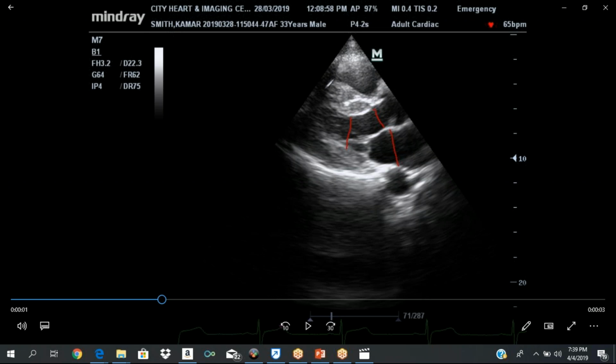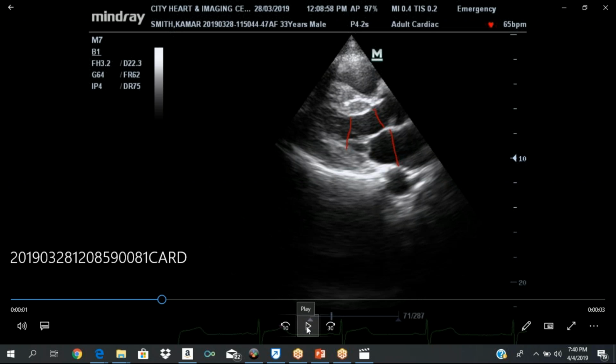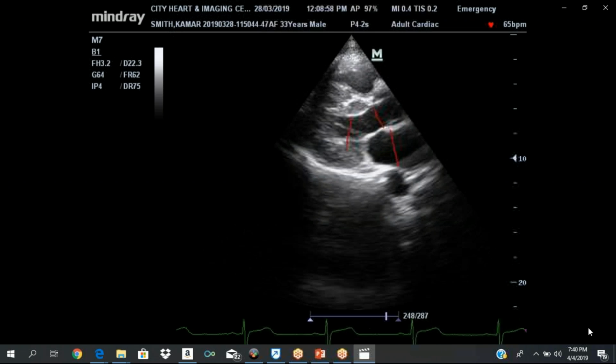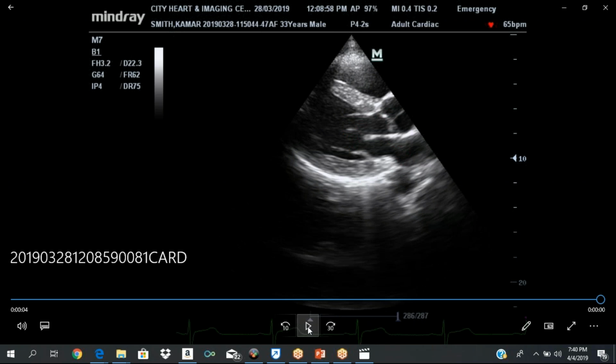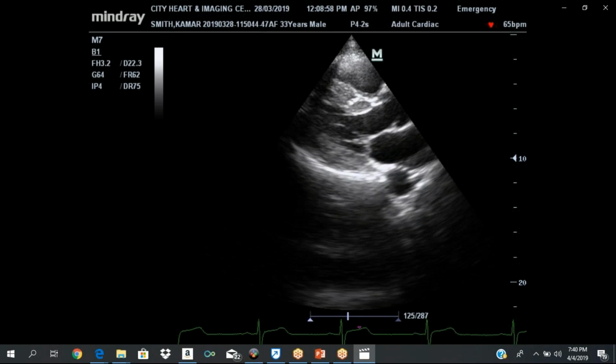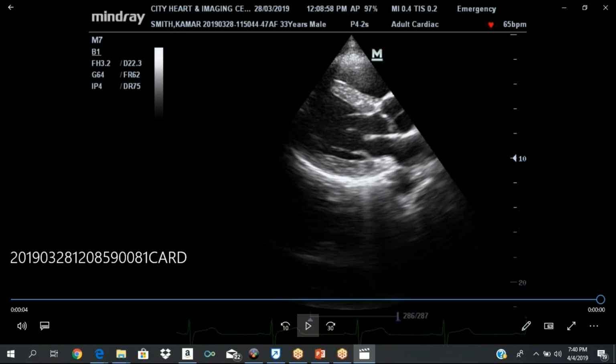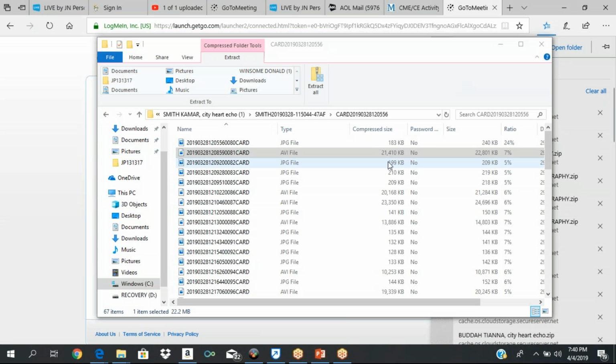You can see that the thickness of the septum and the posterior wall is increased in systole. So in systole the muscle thickens and in diastole it thins. Let's put it in play again and you can see it. In systole the muscle thickens, in diastole it thins. In systole the aortic valve opens, the mitral valve closes.